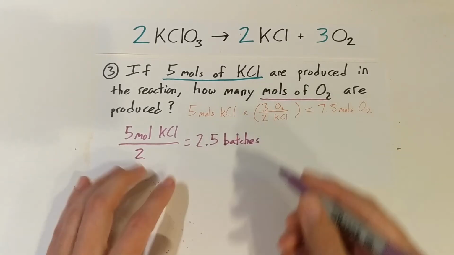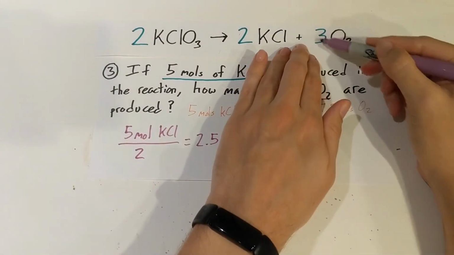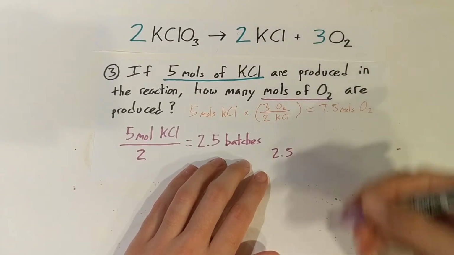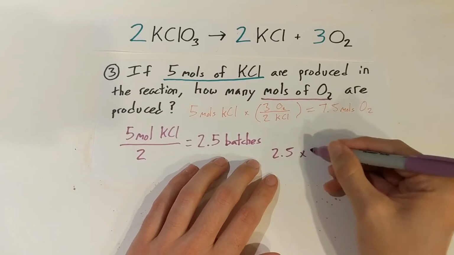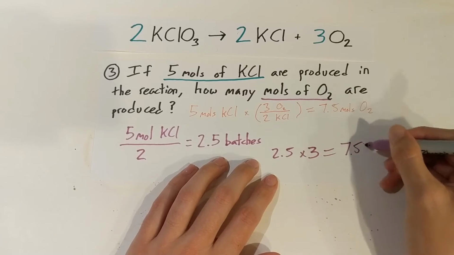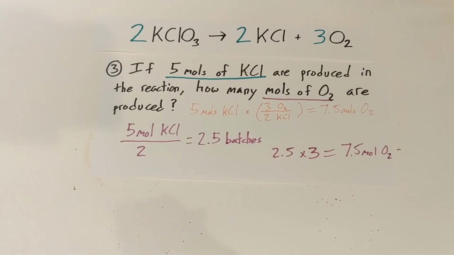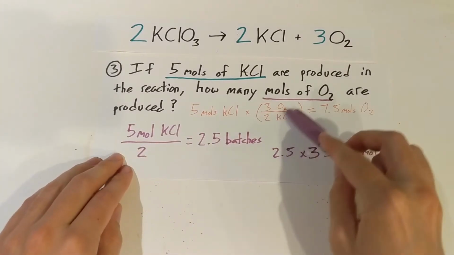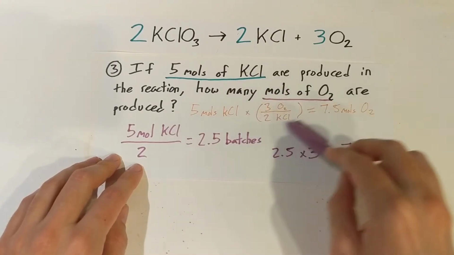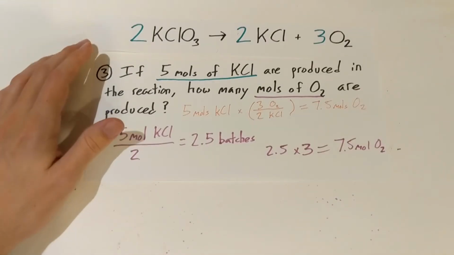batches. So if we made 2.5 batches of this recipe, that means our oxygen would be 2.5 times, we make 3 oxygen for each batch. So 2.5 times 3, and that should equal 7.5 moles of oxygen. So again, you're actually doing the same thing here. You could see when you're doing it this way, you're dividing by 2 and multiplying by 3 in the same step. So you're really doing exactly the same math. It's just 2 different ways of thinking about it.